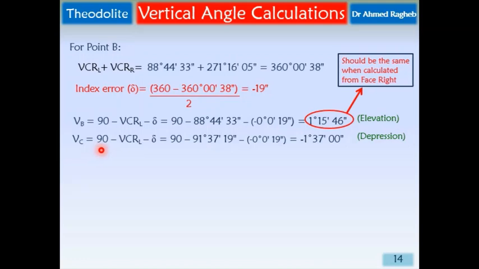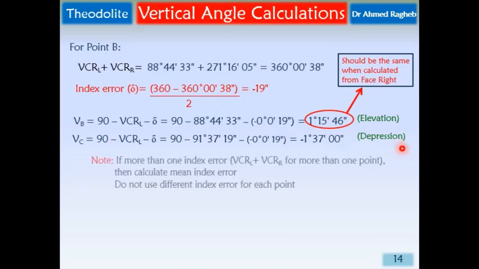For point C, 90 minus VCR minus delta, we only have the VCR face left for point C, so 90 minus 91.37.19 minus the index error, we end up with negative 1 degree 37 minutes, so it's a negative value, so it's a depression angle.